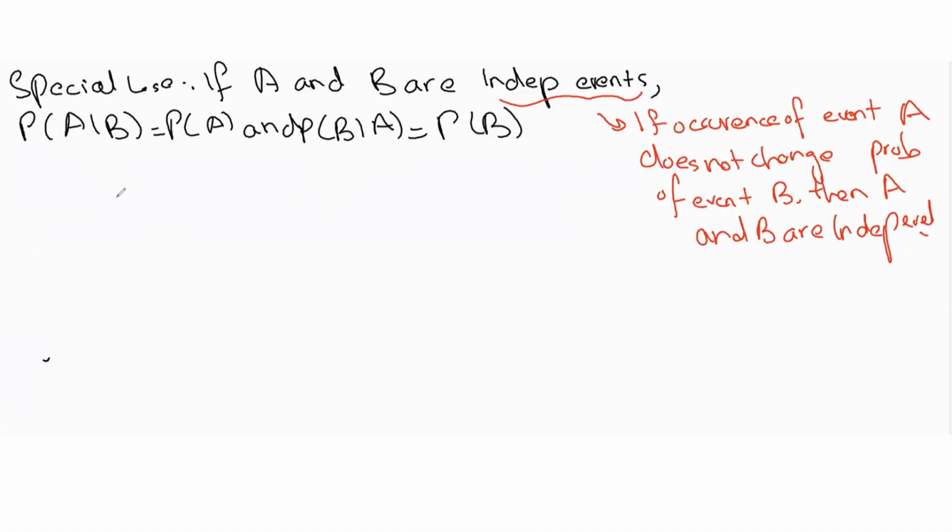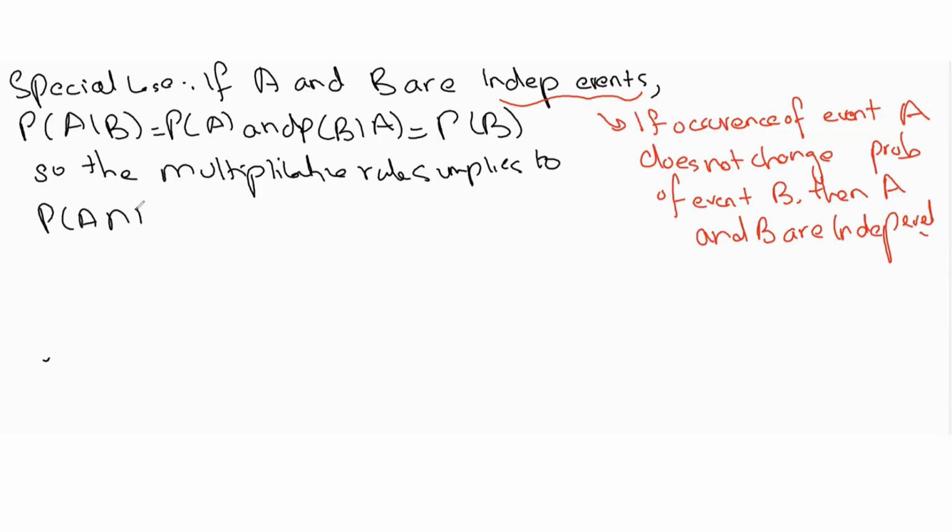So if they're independent events, then we know the conditional probabilities are the same as unconditional probabilities. So the above multiplicative rule simplifies to: probability of A intersection B is just probability of A times probability of B, because the multiplicative rule was what we looked at.